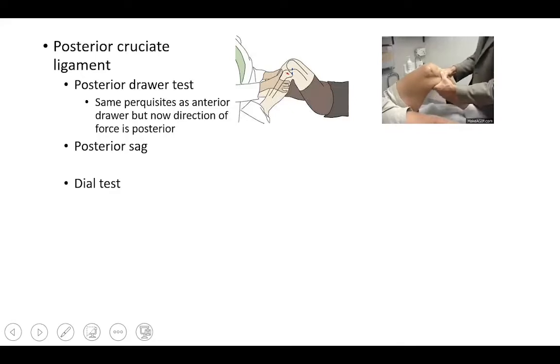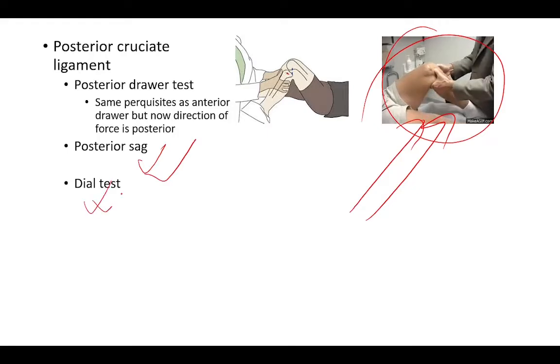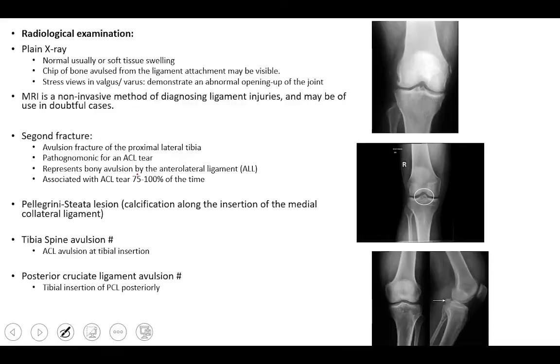The posterior cruciate ligament is assessed using the posterior draw test. In this, the prerequisites remain the same as the anterior draw test, but instead of an anterior directed force, we are now giving a posterior directed force. We can also assess for a posterior sag, and we can also perform a dial test to assess for the posterior cruciate ligaments. On plain X-ray, there is often a soft tissue swelling and no bony injuries.